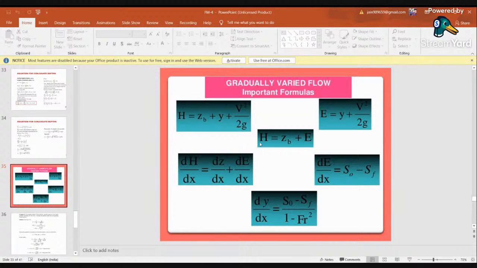Then in case of specific energy, your total depth is equal to ZB plus Y. Then dH by dx is equal to dZ by dx plus dY by dx. Then the channel slope can be calculated as dE by dx is equal to S0 minus Sf, and dy by dx is equal to (S0 minus Sf) divided by (1 minus Fr square).